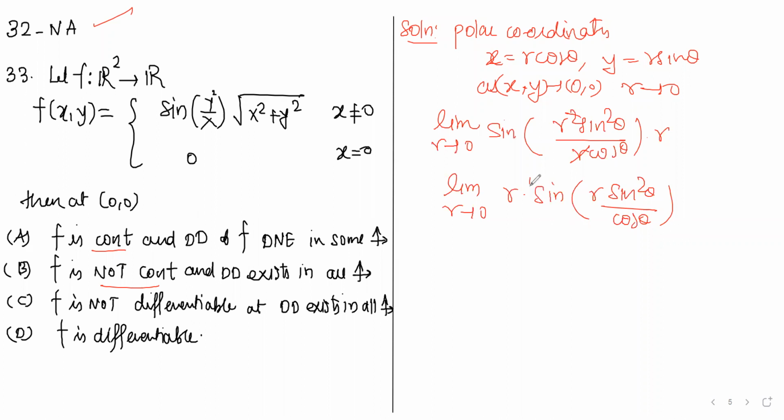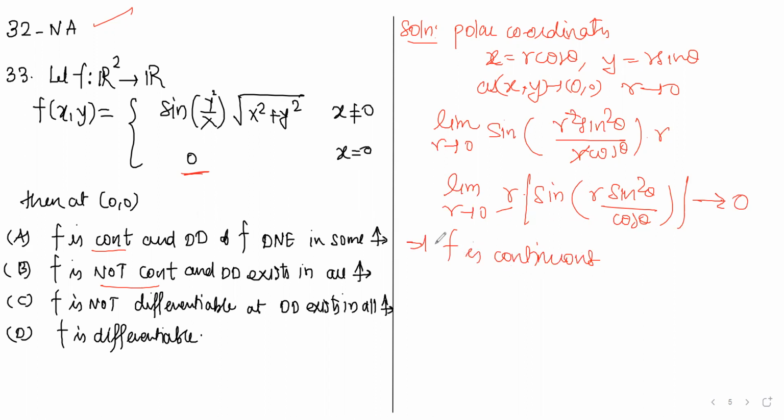And I know that this function is bounded. Okay, this is bounded and r tends to 0. This implies this complete limit will go to 0. So we are also given that f at x equal to 0 is 0. So this implies f is continuous. That clearly means f is continuous.